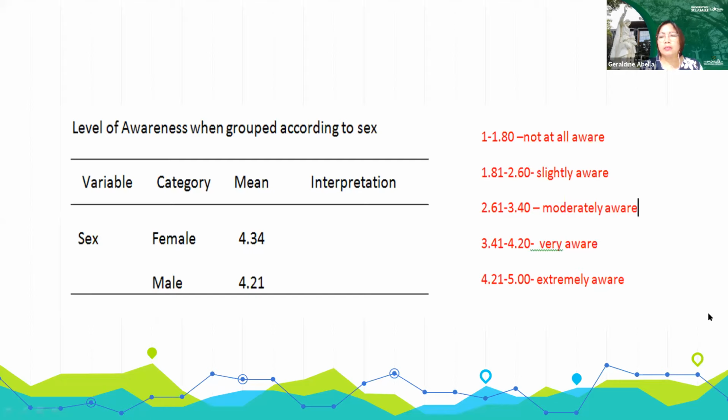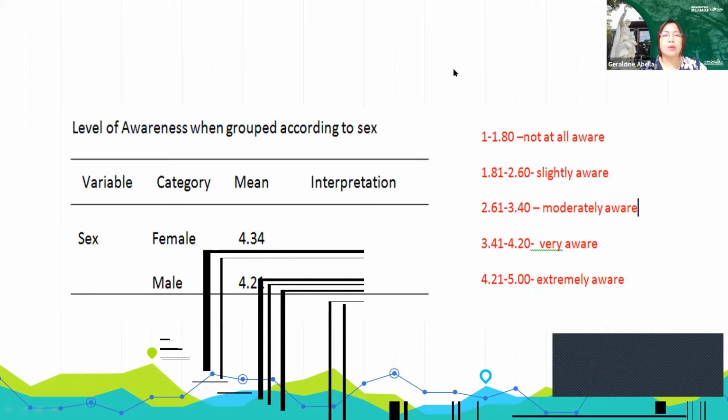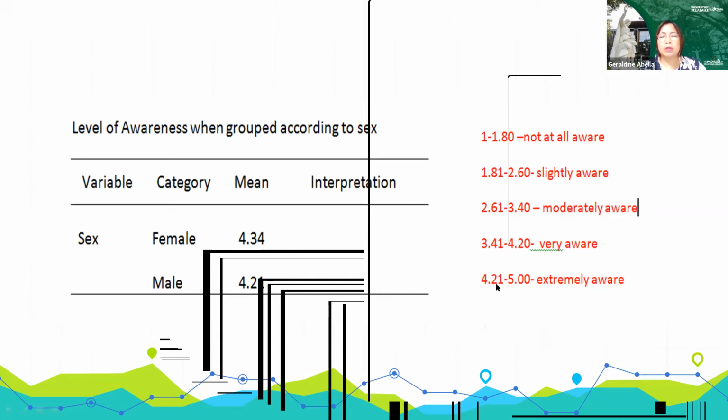What is the interpretation based on this interpretation scale? You may write your answer in the chat box. Is it not at all aware, slightly aware, moderately aware, very aware, or extremely aware, since the computed mean is 4.34? Yes, correct. Extremely aware. Then for a mean of 4.21, again, it's extremely aware because it falls within the range of 4.21 to 5. Very good.